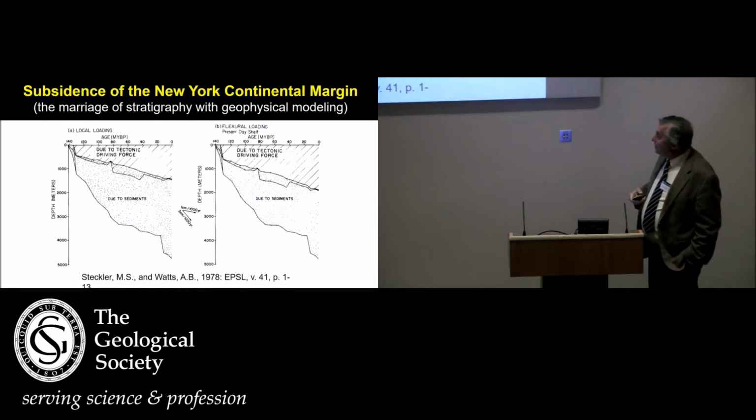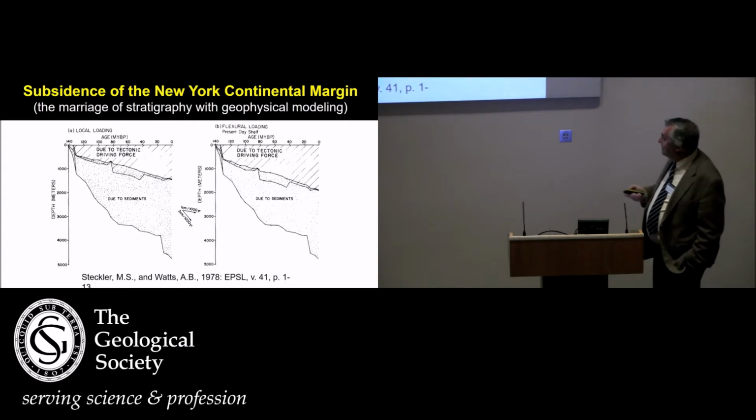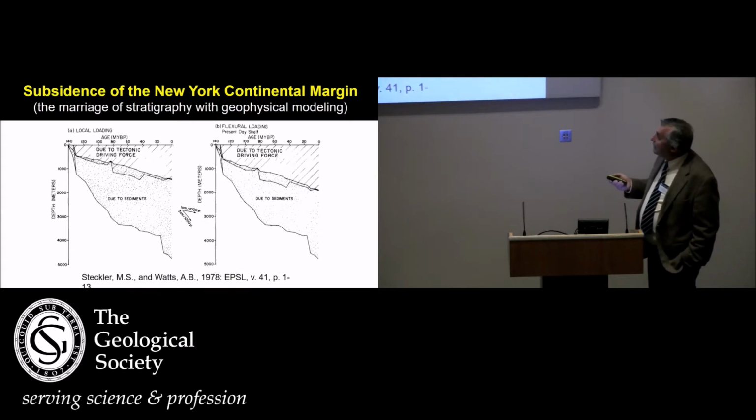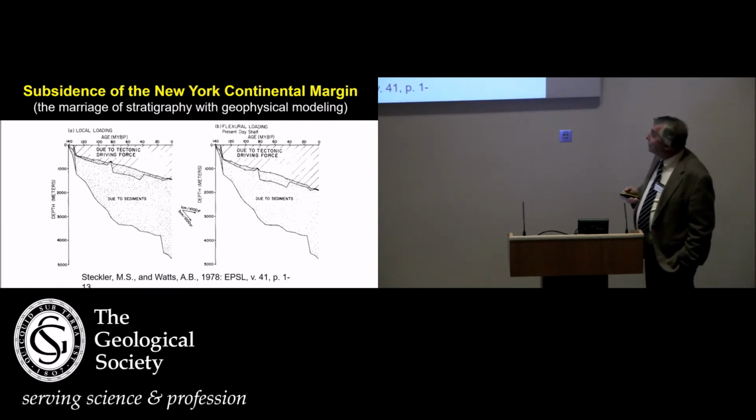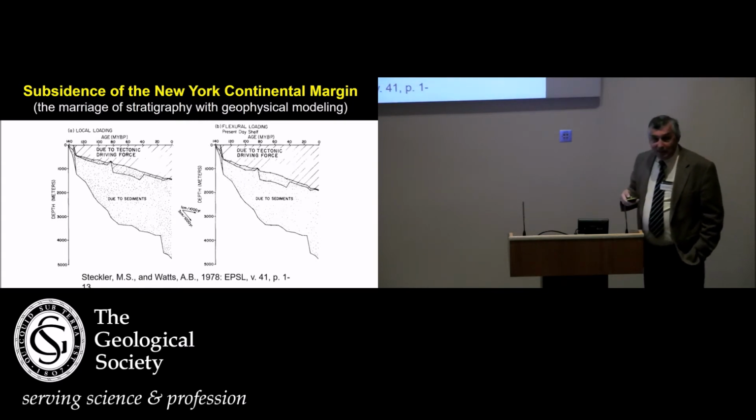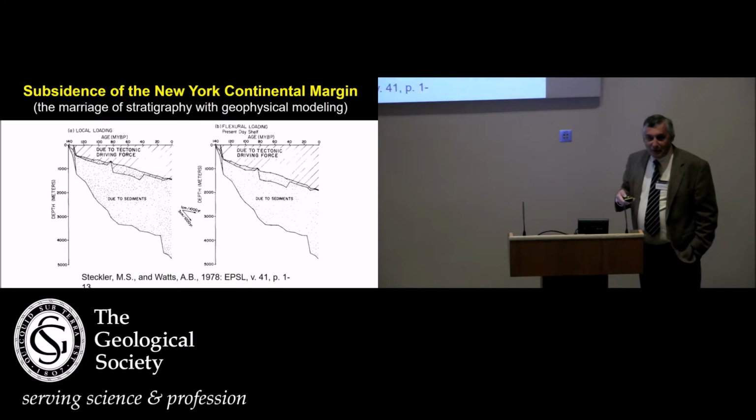So here's an example of one of Tony Watts's early students, Mike Steckler, his EPSL paper, where they were looking at the subsidence of the Atlantic margin and trying to get at the tectonic part of it by taking out the compaction and loading of the sediments. So it was the marriage of stratigraphy with geophysics that was very important, and it was an exciting time for that. I would say I arrived at Lamont at the right time in 1983, where it was all kind of exploding.